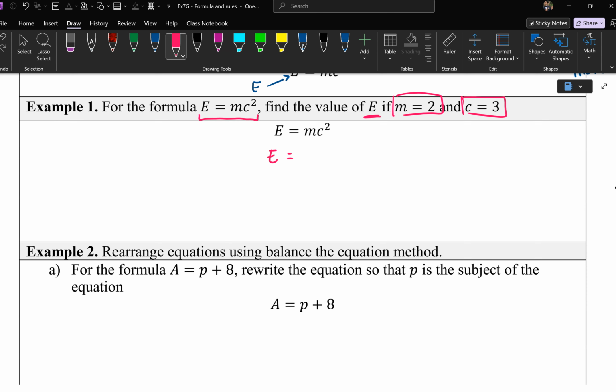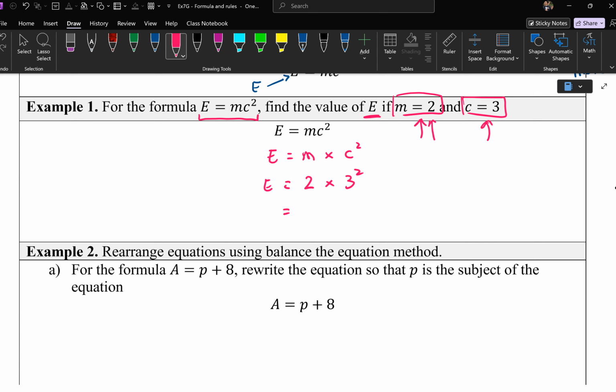Now, let's think about it. E equals... when you write an M next to a C, what does that mean? What's happening between them? They're timesing. So it's M times C squared. But don't we know what M is? What's M again? 2. It says M is 2 here. So that means this becomes 2 times, what was C? 3. So it should be 3 squared. This is called applying. So that's the second skill.